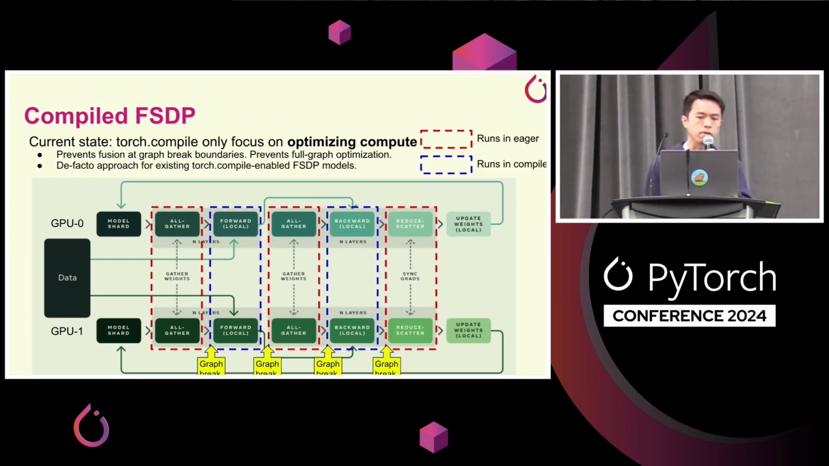Currently, when we apply Torch.Compile to FSDP, the communication operations like all gather and reduce scatter, which are in the red boxes here, are run in eager mode, and we only run the forward and backward compute in compile. The reason is that in the current enablement, we cannot trace into the communication ops, and we can only trace into compute ops. The problem is that this prevents fusion at the graph break boundaries, and it also prevents full graph optimization where we can optimize compute and communication together.